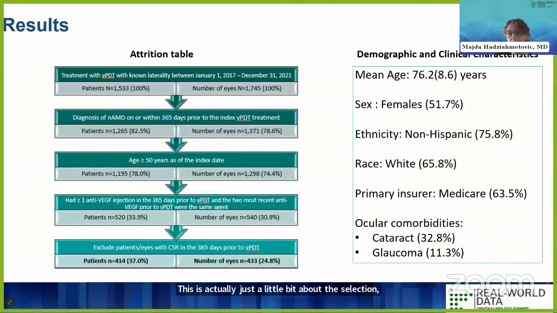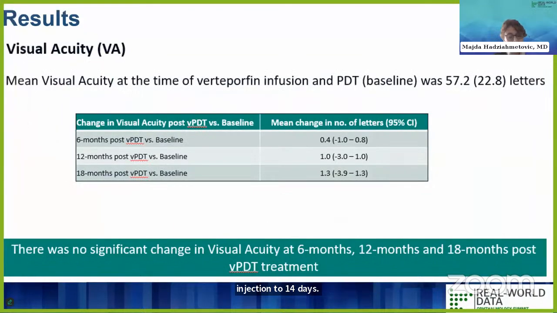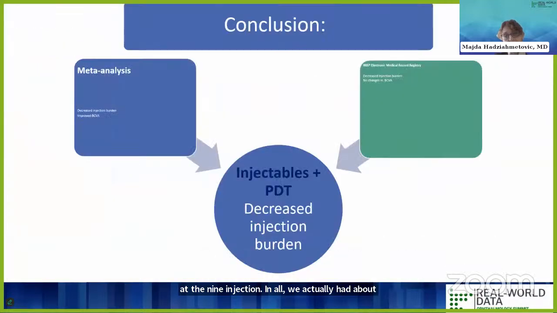You can see their demographics on the right hand. And this is a busy slide. I'm going to try to cut it back. The increase in the injection interval between the verteporfin PDT and the first post-procedure anti-VEGF injection was about 35 days. The average injection interval between anti-VEGF injections increased from 4 days at the second injection to 14 days at the 9th injection. In all, we had about 2 injections less if we co-treated patients with the PDT.